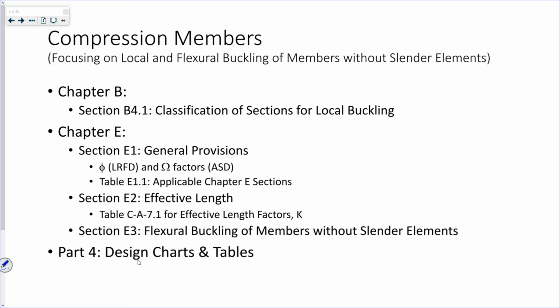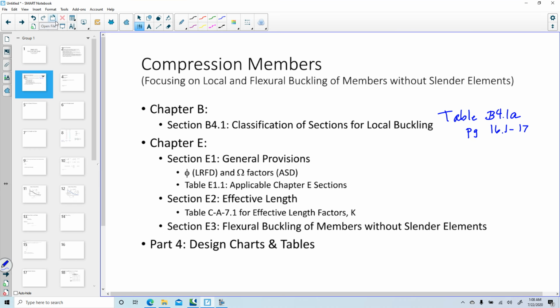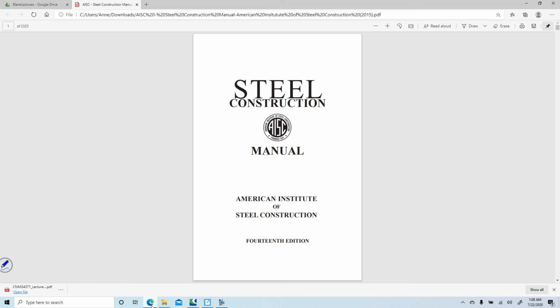So, as we've talked about previously, determining whether or not local buckling needs to be accounted for is in Chapter B, particularly Section B4.1, and you're going to look at Table B4.1a. This is on page 16.1-17 of the manual.